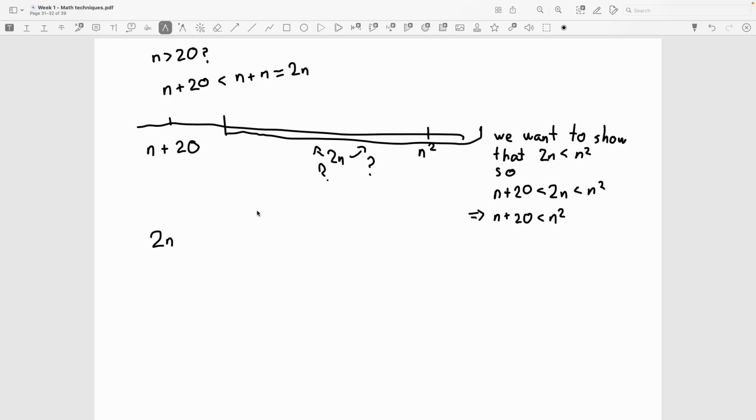So if n is greater than 20, it's also greater than 2, because, as you know, 2 is less than 20. Because of that, or since n is greater than 2, we could make a new inequality that just replaces 2 with another n. And we have our n squared. Success.